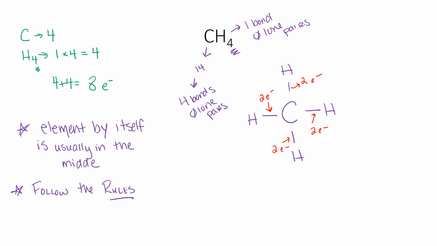Each hydrogen only needs 2. And each of these hydrogens has 1 line connected to it, which is 2 electrons. That's good. Finally, my picture needs 8 total electrons. 2, 4, 6, 8. My picture is good. So this would be my final picture, and this is the Lewis structure for CH4.